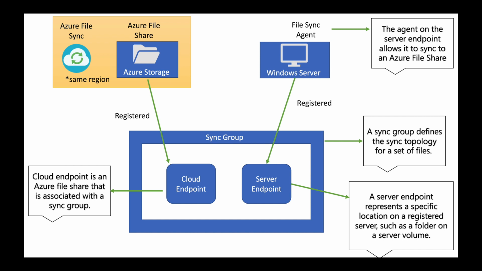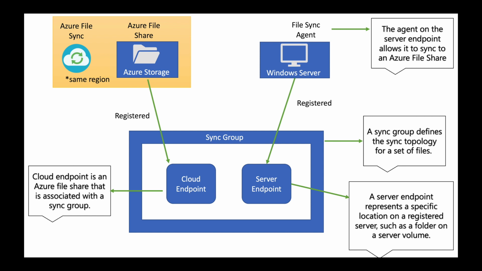To the right, you're going to see a Windows server, and on that Windows server, it's got to be 2012 R2, 2016, 2019, or 2022. Those are the servers that the Azure File Agent will work with. It's an agent that's on the machine and communicates back to the sync service so that it can replicate that data and they can be in sync with each other.